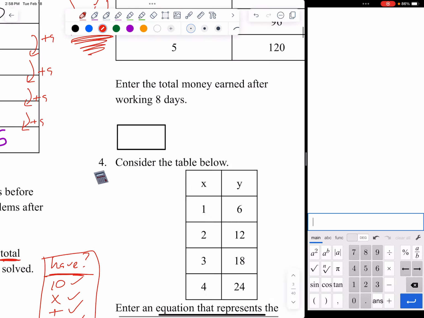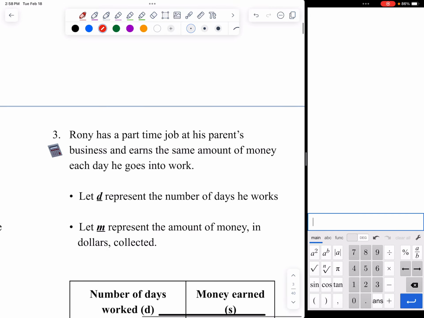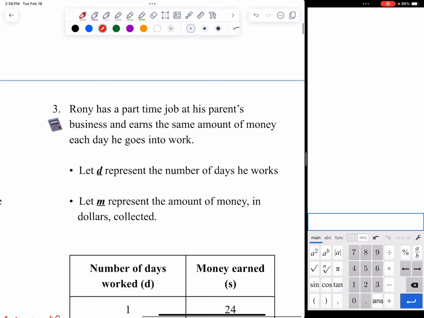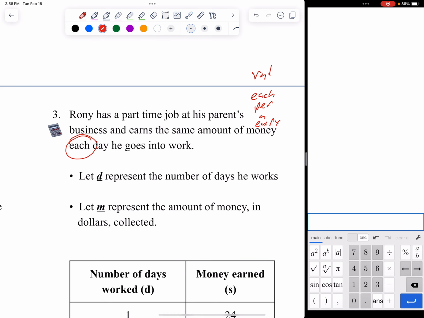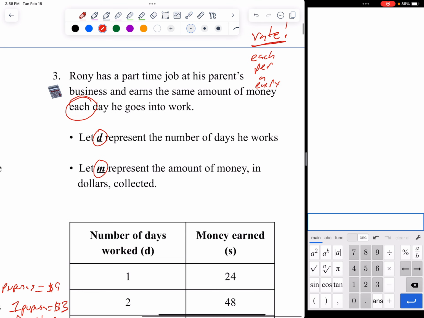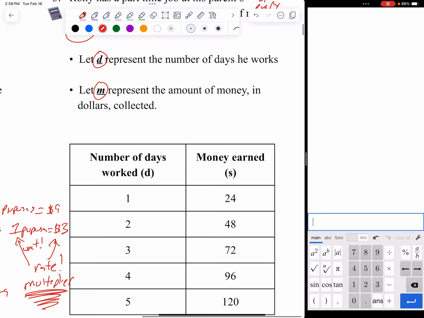All right. Next one. So Ronnie has a part-time job at his parents' business and earns the same amount of money each day. So whenever I see the word each, per, a, every, right, that is your rate. So miles per hour, 60 miles an hour, 60 miles per every hour, 60 miles a hour. Okay, that's your rate. So in this case, I have the letter D, the letter M, and you can see it right here.